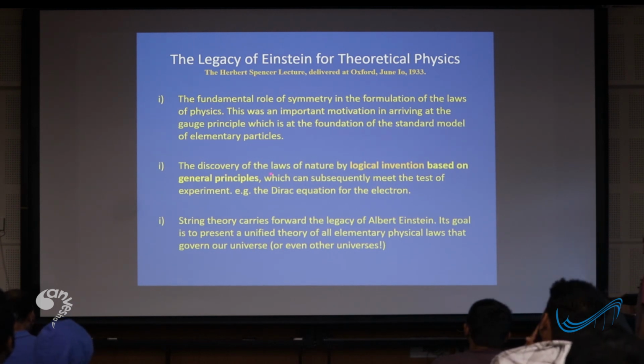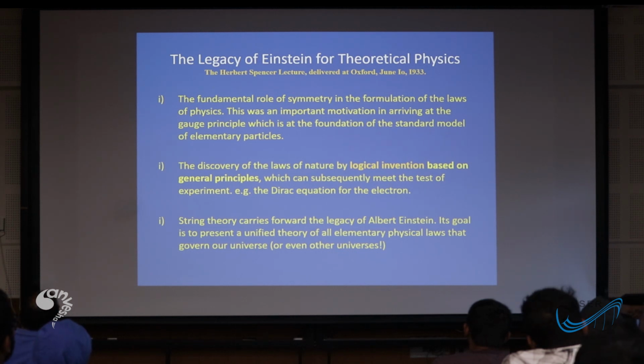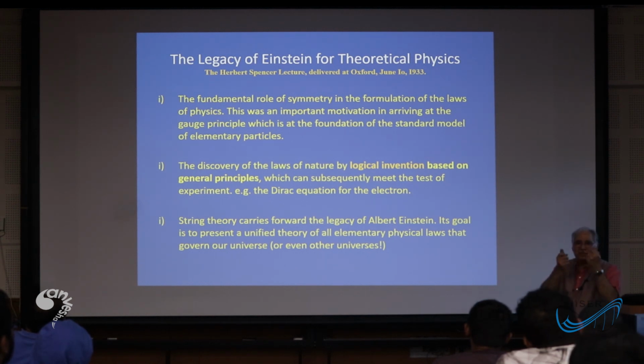There is only one point over here which I want to emphasize to you: the difference between Newton and him, and he is very apologetic to Newton. The discovery of the laws of nature by logical invention. You discover it by logical invention based on general principles which can subsequently meet the test of experiment. Not experiment first and then the theory, which is what Newton was doing. He wanted to fit everything to the way he saw the world.